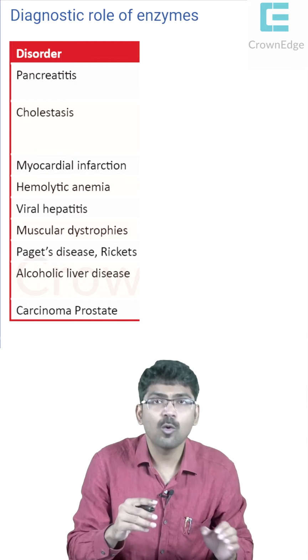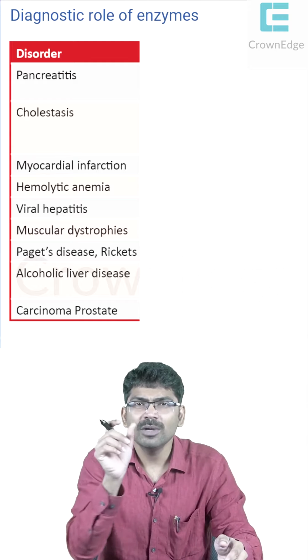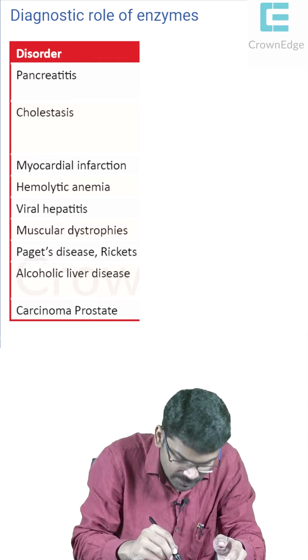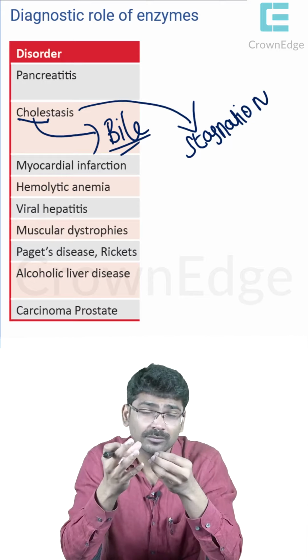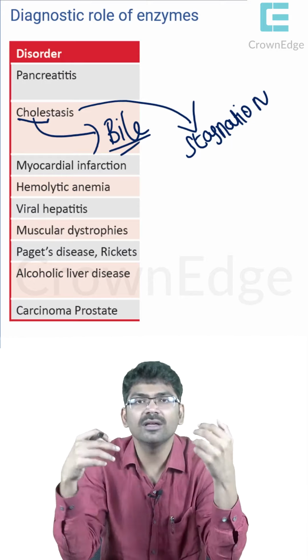The next disorder is cholestasis. What do you mean by cholestasis? What is the meaning of chole? Chole means bile. Stasis means stagnation. So in cholestasis, there is stagnation of bile in the hepatobiliary system due to obstruction. This can be a bile stone, this can be a tumor. The cause can be anything, gallstone, tumor, anything.